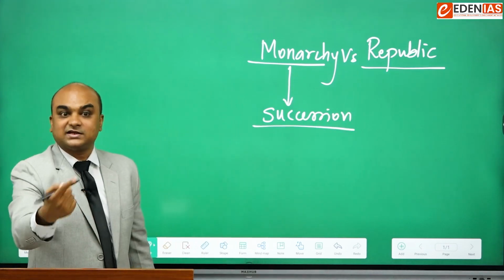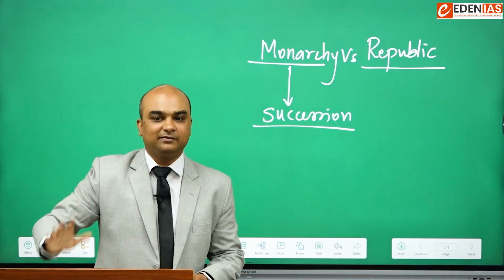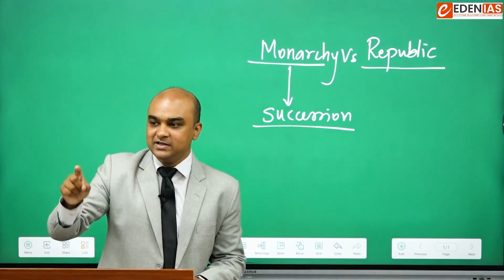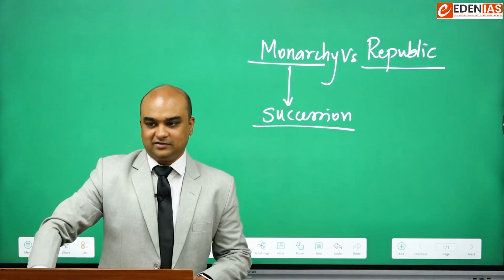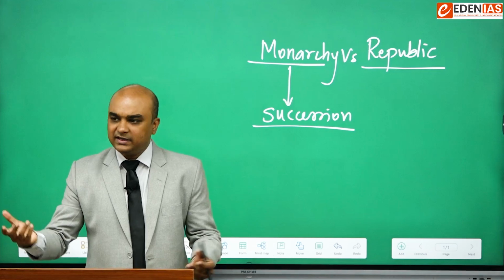Each ruler has a successor, and the successor generally belongs to the royal family. Do you understand that? It means you have to come from the royal family, then only you can become the king. Do you get that? That was the system all around the world in the olden times.